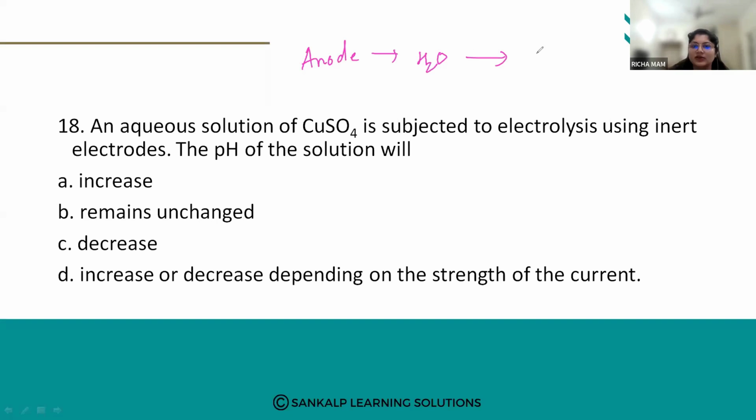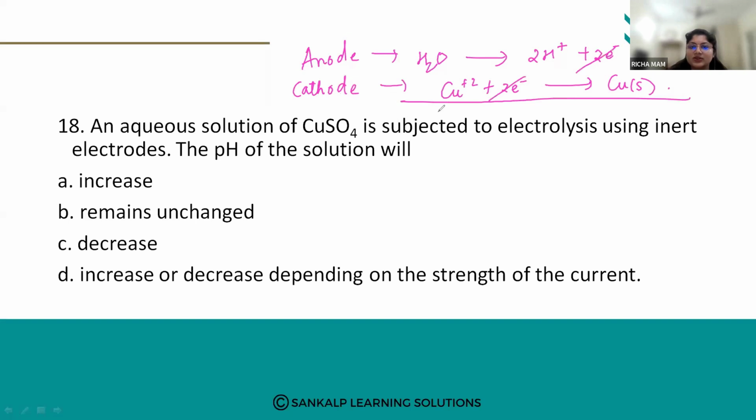Water will split into 2H+ plus 2 electrons plus half O2, so it will undergo oxidation. Then at cathode, your copper sulfate will be there. What will happen? It will take up the 2 electrons and you will get copper. If you write the overall cell reaction, it will be Cu2+ plus H2O, giving you 2H+ plus copper plus half O2.